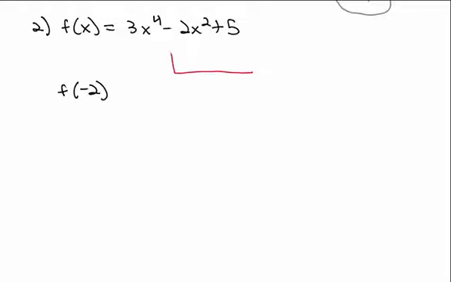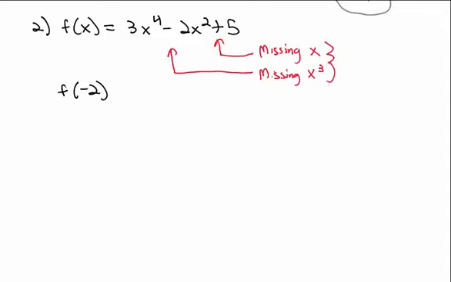How about this? Let's say f of x equals 3x to the 4th minus 2x squared plus 5. And we're going to find f of negative 2 this time. Before we get too far into this problem, I want to notice something that's different about this problem. This problem is missing x cubed. There's no x cubed term. It's also actually missing the x term.